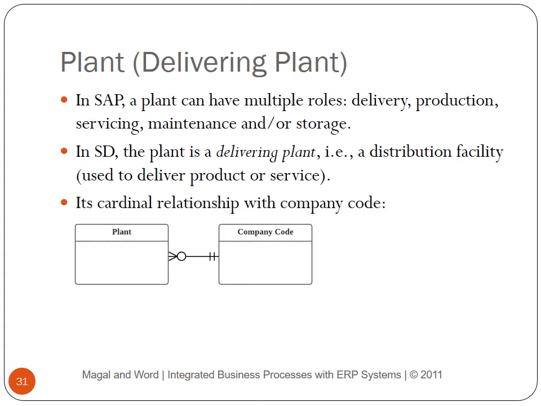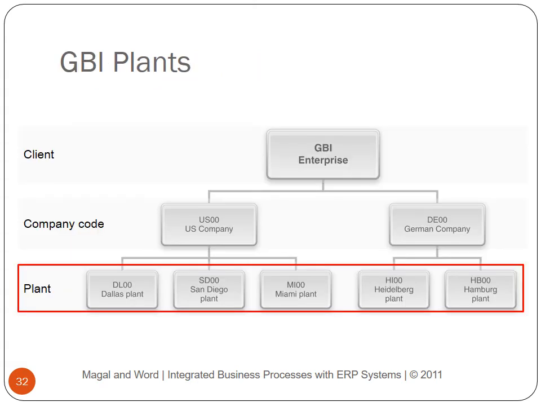Just as a client can have multiple company codes, a company code can contain multiple plants. However, a plant can belong to only one company code. In this figure, we see that the US company has plants in Dallas, San Diego, and Miami.